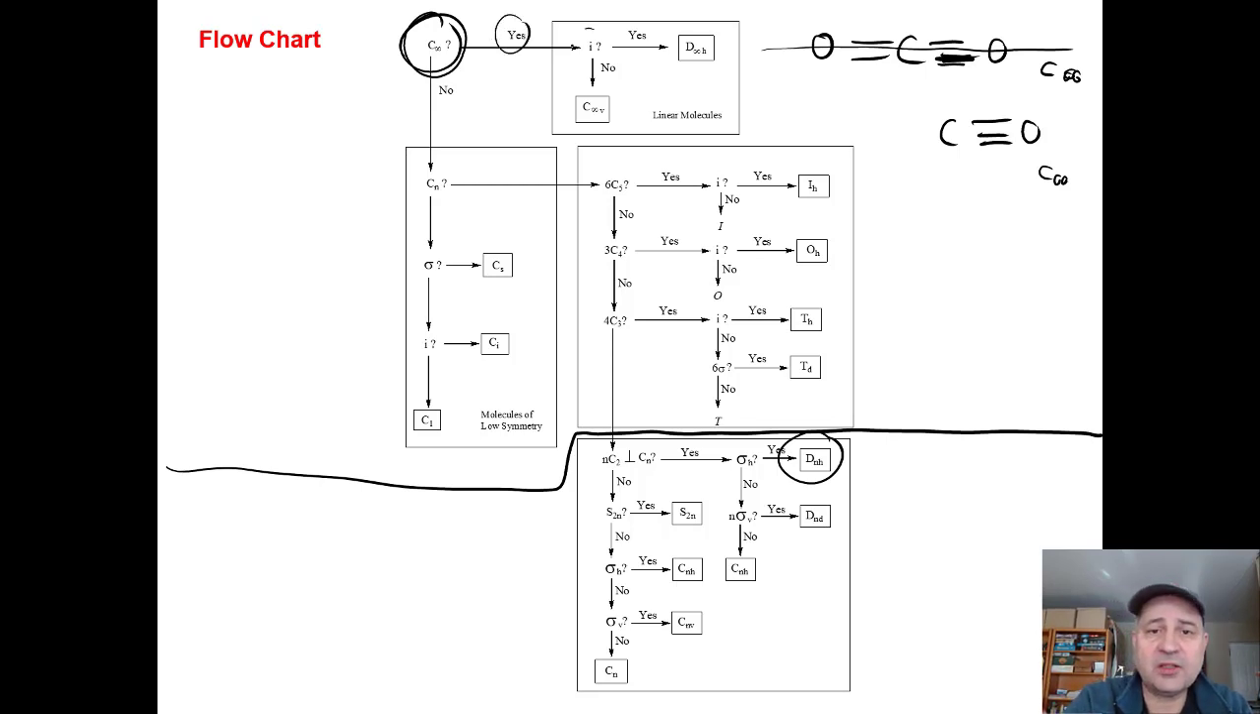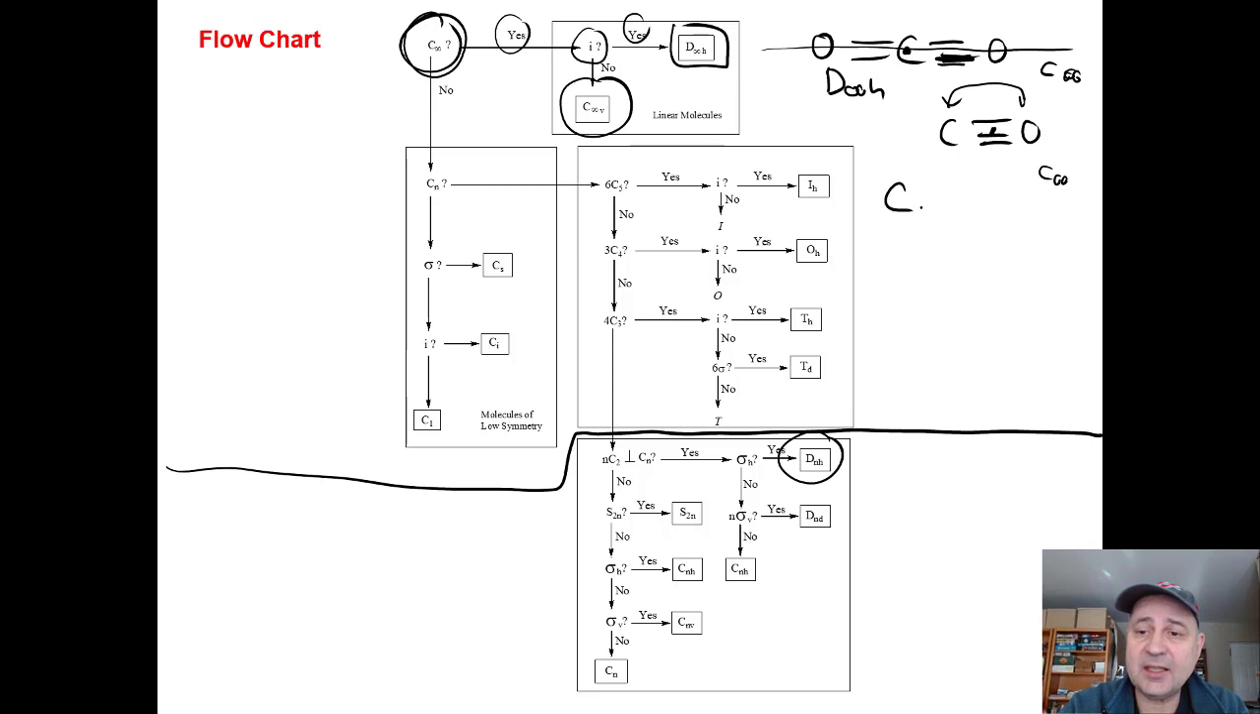So the next question is, does it have an inversion center? The carbon dioxide has an inversion center, so that's a yes. So you end up at the D infinity h. So your point group is D infinity h for carbon dioxide. But carbon monoxide does not have an inversion center, right? So carbon and oxygen are not the same atom. So this would be a C infinity v.